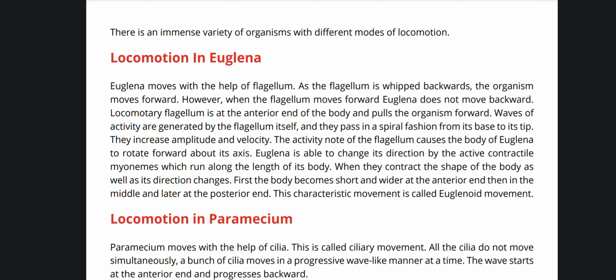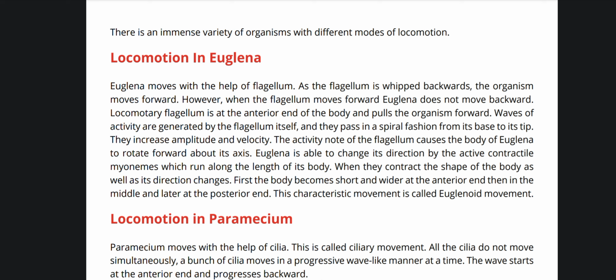Waves of activity are generated by the flagellum itself and they pass in a spiral fashion from its base to its tip. They increase in amplitude and velocity. The activity of the flagellum causes the body of Euglena to rotate forward about its axis.